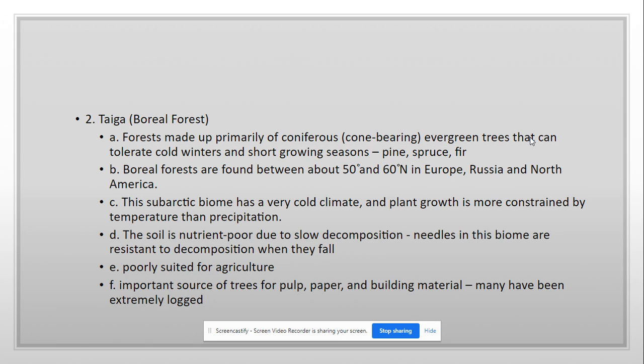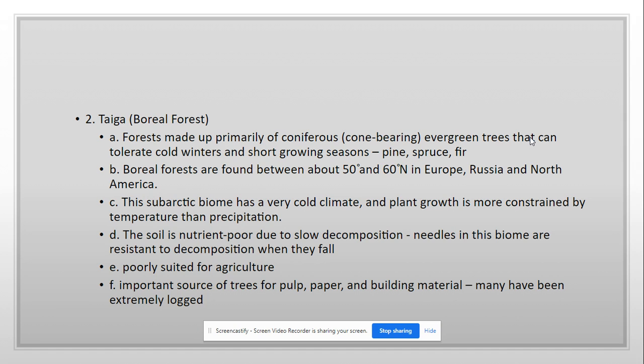Here, the taiga, also known as the boreal forest, is made up of coniferous, cone-bearing evergreen trees. They are adapted to tolerate the cold winters and short growing seasons. The boreal forest is usually found between 50 and 60 degrees north latitude in Europe, Russia, and North America. The subarctic biome has a very cold climate, and plant growth is constrained by those temperatures and precipitation. Once again, the soil is nutrient poor due to low decomposition, and the needles are resistant to decomposition when they fall because they have a very waxy covering.